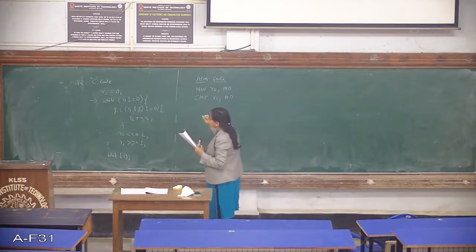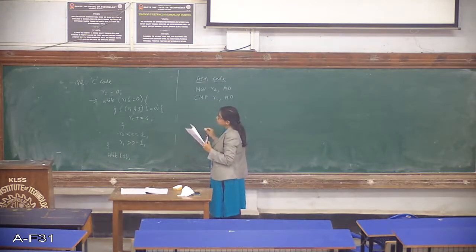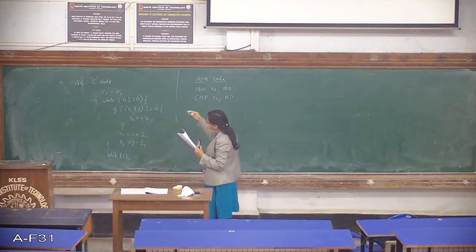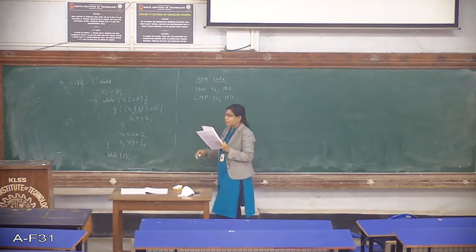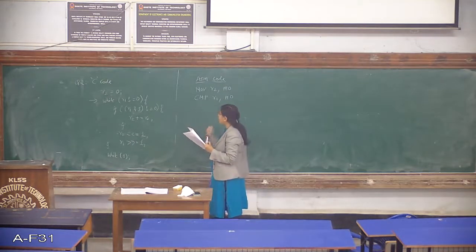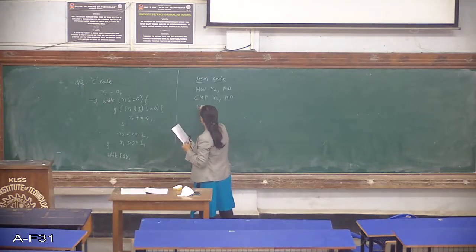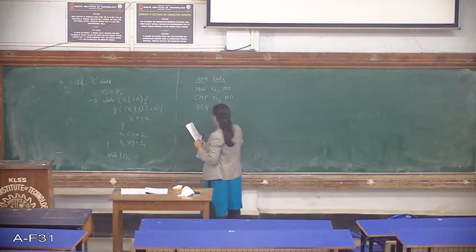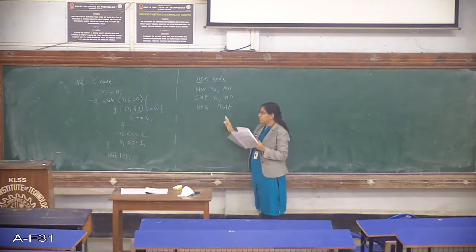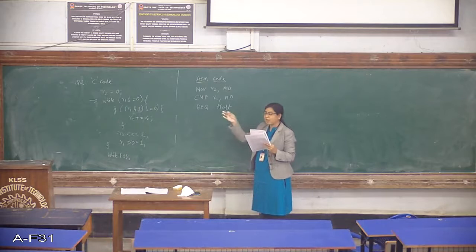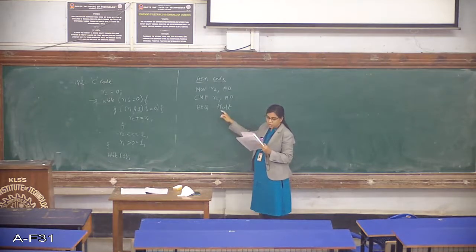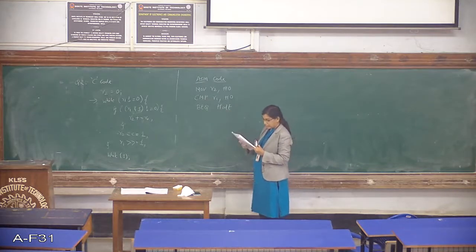Okay, coming to the next. If it is not equal, you will be performing the statements in the while. If it is equal, you will just be coming out. So I'll write it as branch equal to halt, same as the previous one we have done. If it is equal, I'll just skip the while loop and come out. So I'll be coming out from the while statement here.